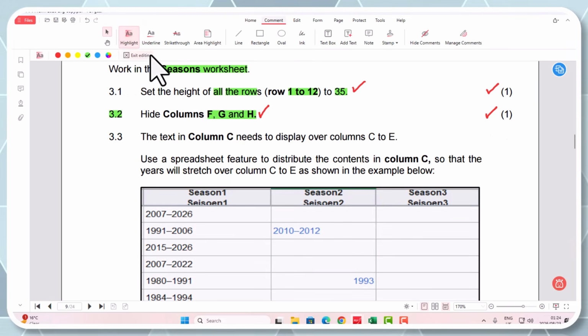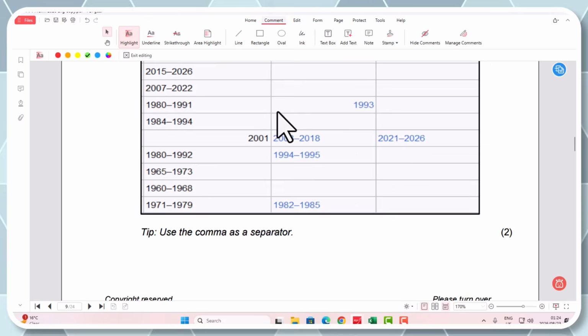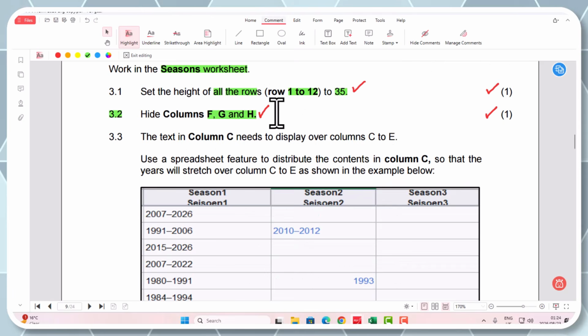Now, this one is a bit trickier, guys. And maybe it's a function we haven't used yet. You haven't tried it yet. You haven't explored it yet, maybe. This might be the case. Right, so the text in column C needs to display over C to E.